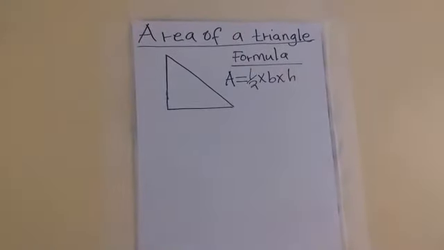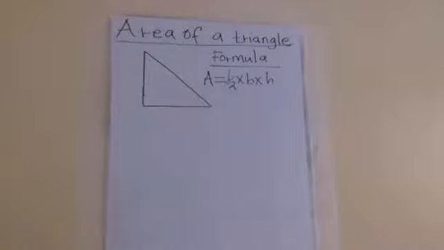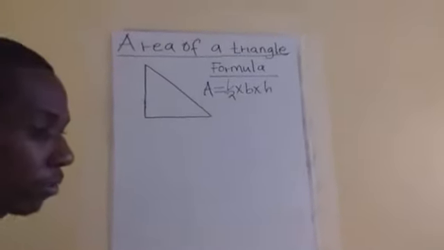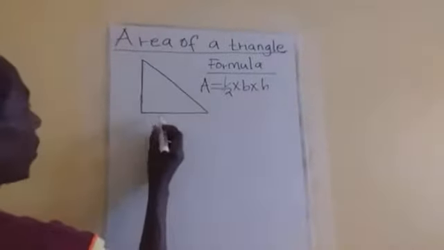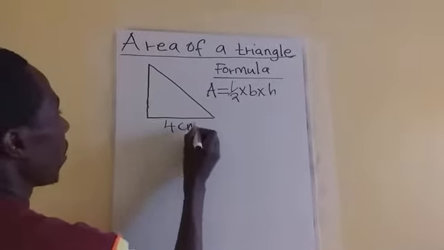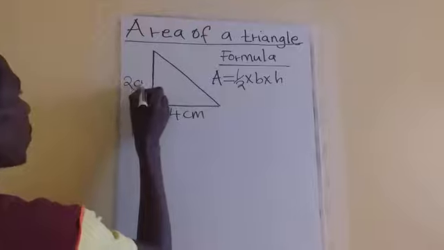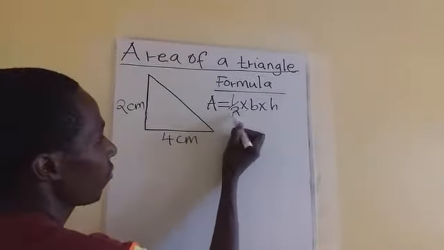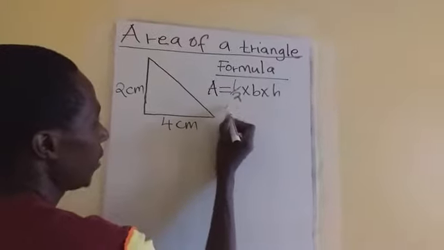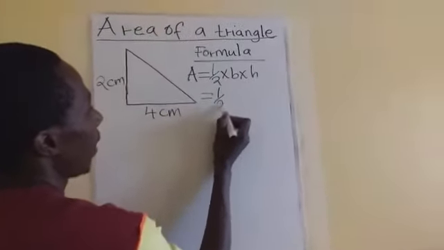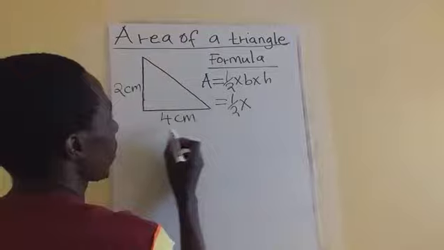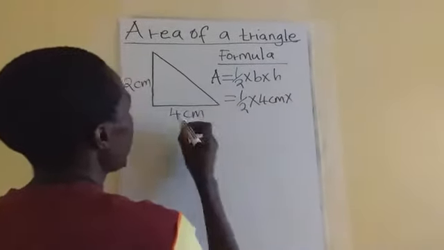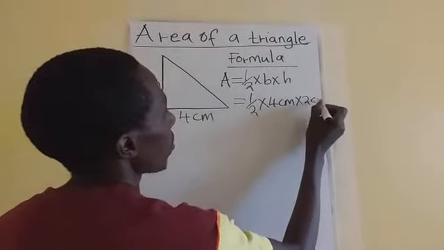Now we want to find the area of this triangle using a base of 4 centimeters and a height of 2 centimeters. Back to our formula: a half times base times height, a half times the base, which is 4 centimeters, times the height, which is 2 centimeters.